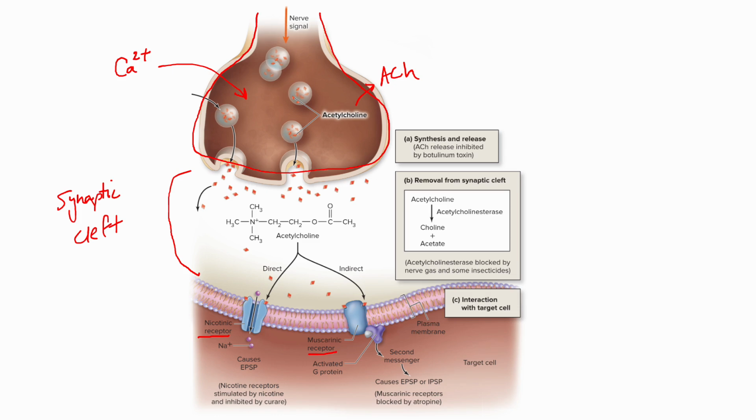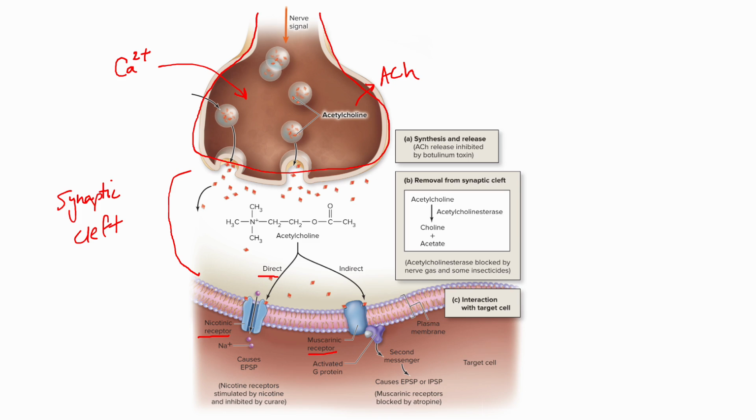Notice that the nicotinic, in this case, is direct. So once the neurotransmitter acetylcholine binds, it opens the ion channel directly. However, with the muscarinic receptor, when it binds, there's this second messenger, this G protein, that has to actually cause something to occur. It can be opening an ion channel, it can be signaling another molecule, but it's not a direct action. It goes through a second messenger.